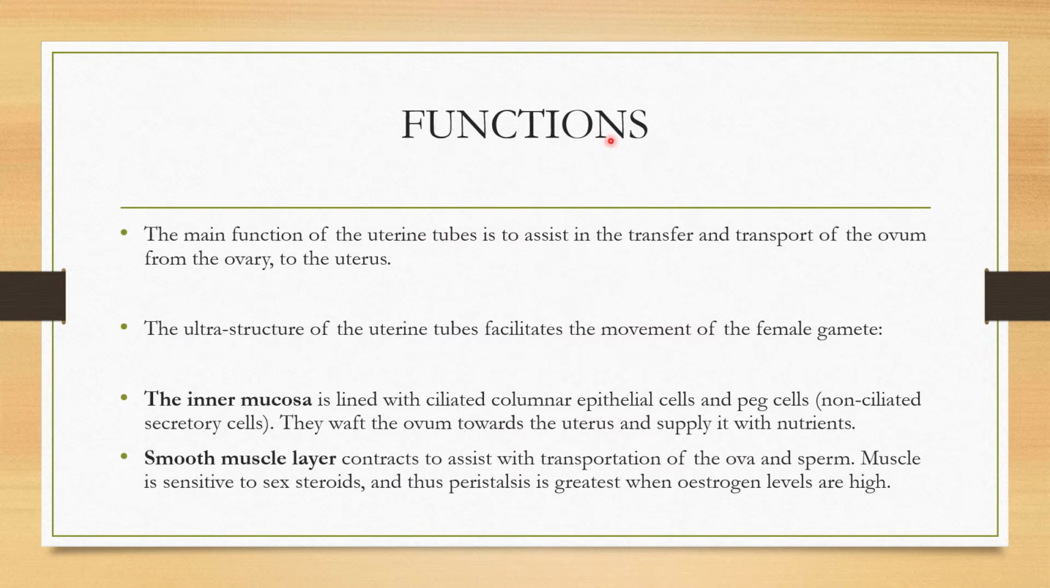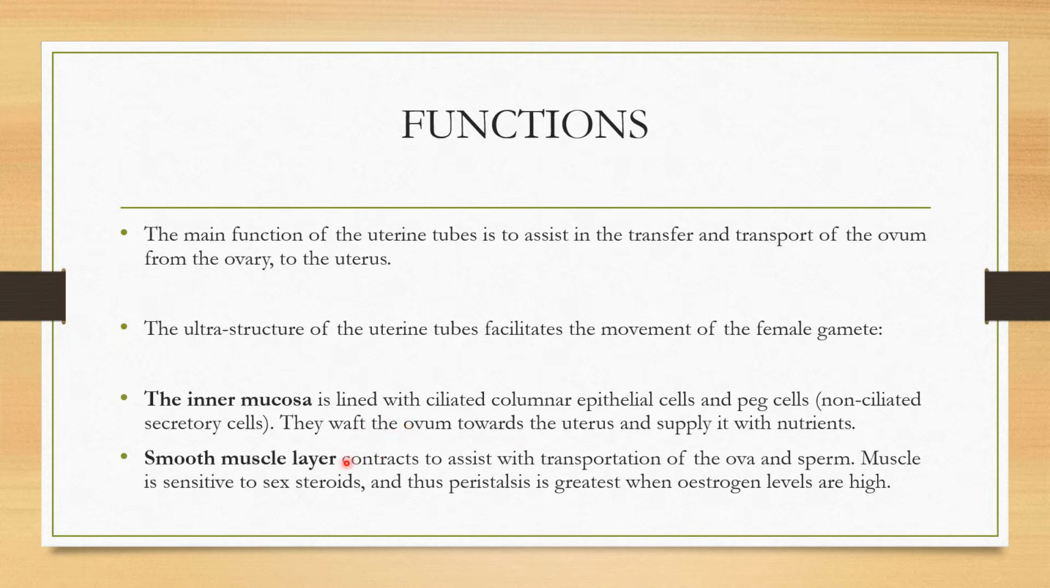About the functions of fallopian tube. The main function of the uterine tube is to assist in the transfer and transport of ovum from the ovary to the uterus. The ultrastructure of the uterine tube facilitates the movement of the female gamete. The inner mucosa is lined with ciliated columnar epithelial cells and PEG cells, which are non-ciliated secretory cells. They waft the ovum towards the uterus and supply it with nutrients.